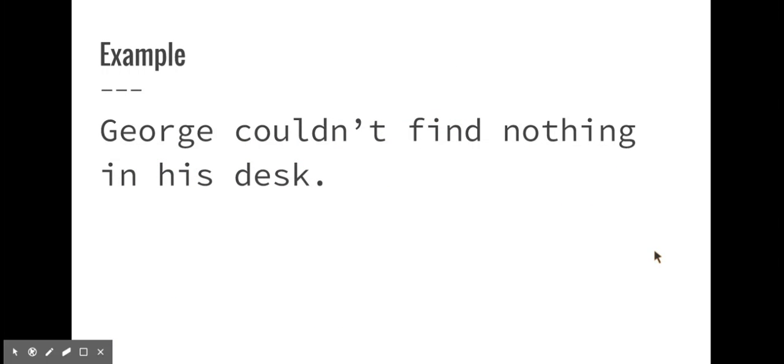So we have an example. George couldn't find nothing in his desk. Well, if you take it at face value, you basically made it a positive, but that's not correct. So look, George couldn't find nothing in his desk. So he could find everything in his desk? That's what it reads as, and that's very confusing because it's not what you mean.